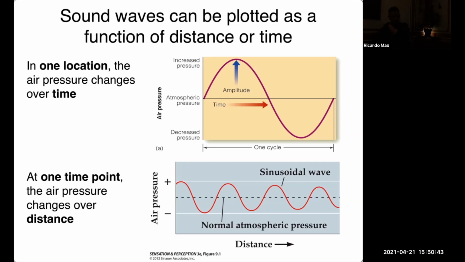So this is one cycle. So this is a given period of time, or we can represent it for a given time along space, depending on what we are trying to understand. One or the other is more useful.